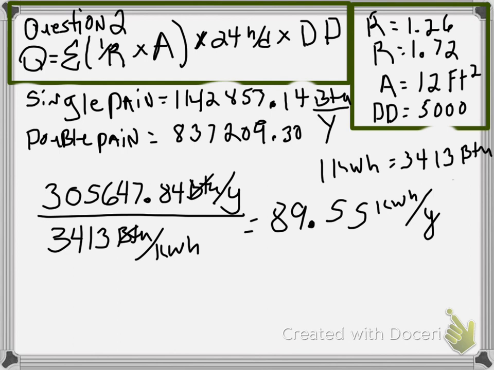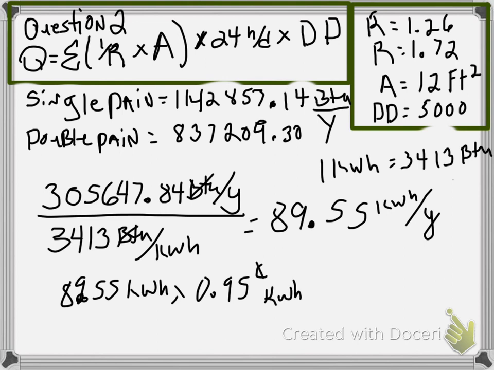Now for the next part, I have to do the money amount, and so the money amount is 95 cents because that's what you'd be paying in electricity according to part A of problem 2. So I do 89.55, that's kilowatt hours, times the 0.95, and that's cents per kilowatt hour in a year. So this is over a year. Kilowatt hours is going to cross out, and I'll get a money amount over the course of a year.